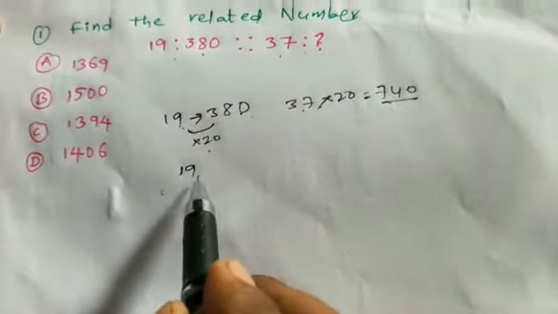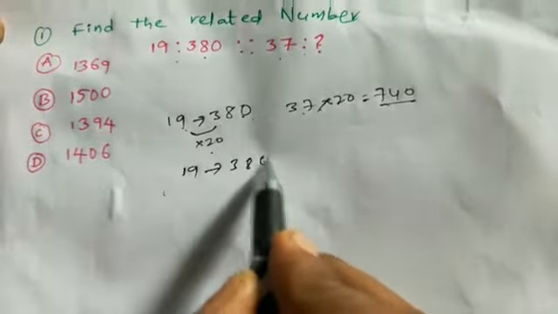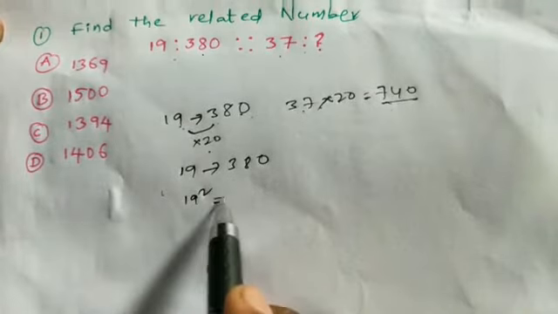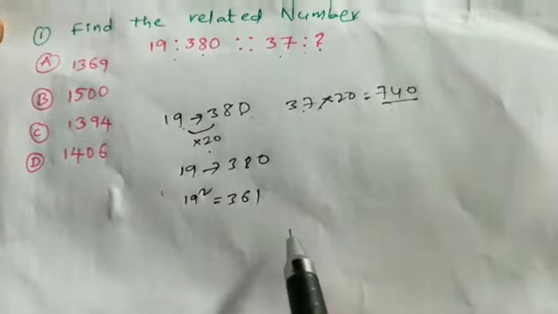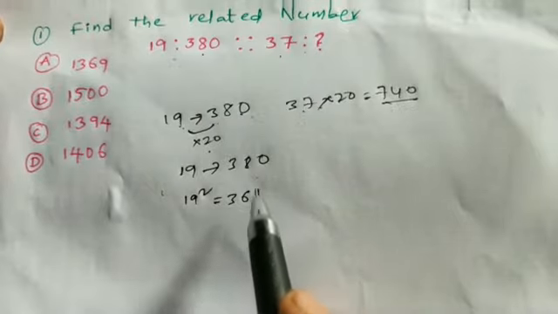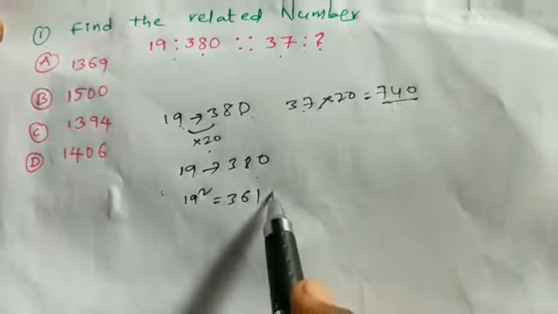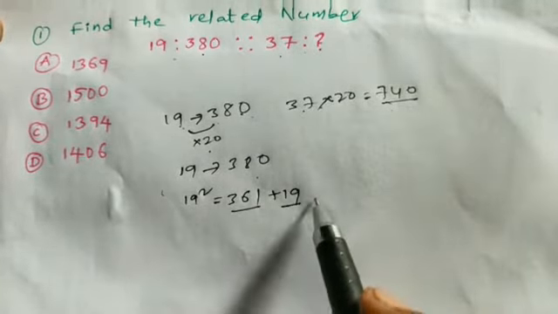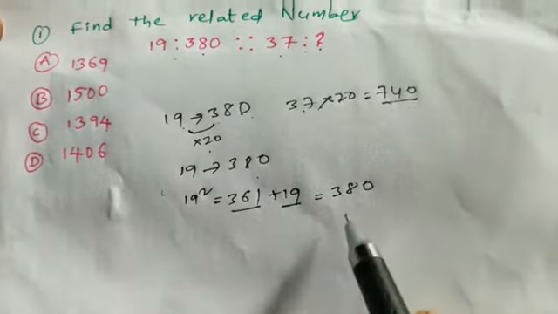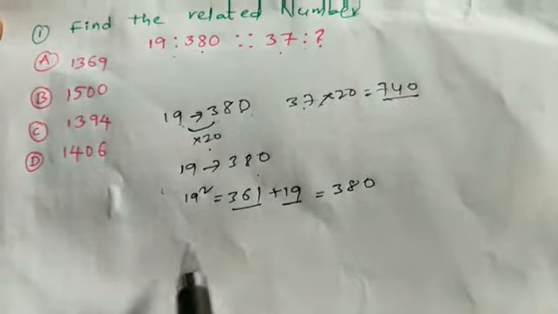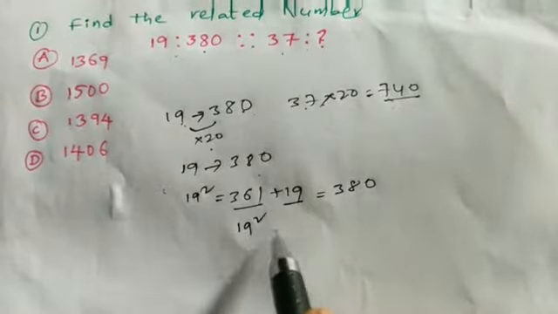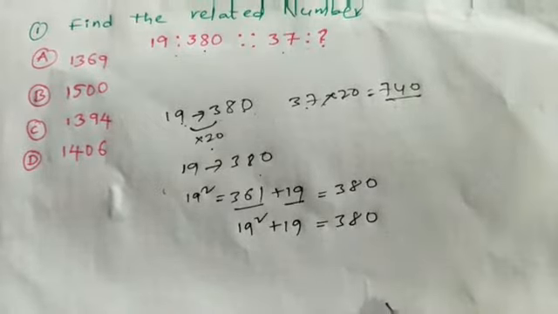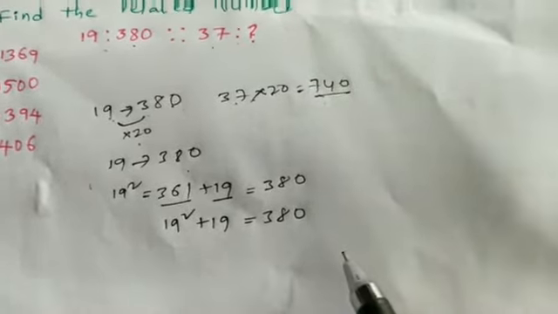Here 19 is related to 380. You see here, students, if you take 19 square, it is how much? 361. How much more we need to get 380? If you add 19 to 361, how much we'll get? We'll get 380. So our assumption is that 19 square plus 19 is equal to 380. Is it or not? So we apply for the second one also.